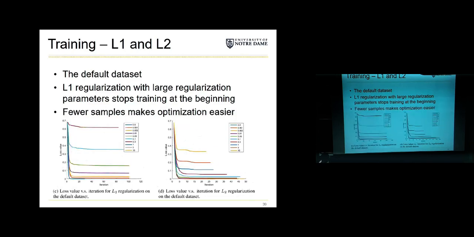And this is for the default data set. It also cannot solve some of the optimization at the beginning, but since the fewer samples make the optimization work better, the loss value can be smaller, more approaching zero.